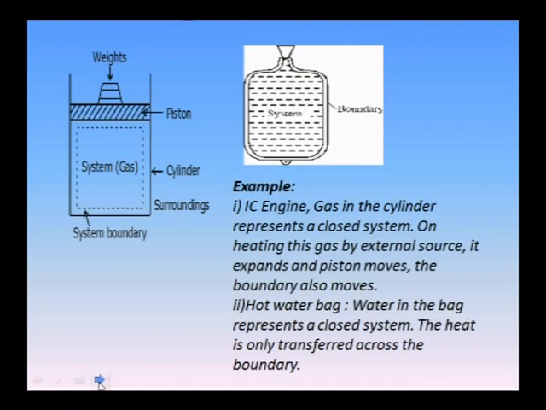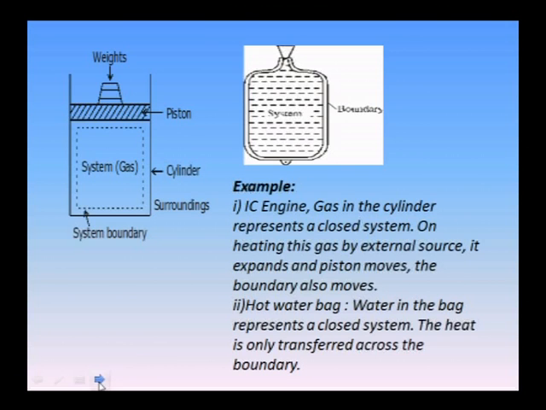Let me take an example to help you understand the closed system very clearly. I will explain the hot water bag. All of us are very familiar with the hot water bag. It is used to warm the body. In this, the system is hot water. You fill the hot water bag with hot water, close the cap and place it over the body. When it is placed over the body, only heat is transferred; the mass remains within the system.